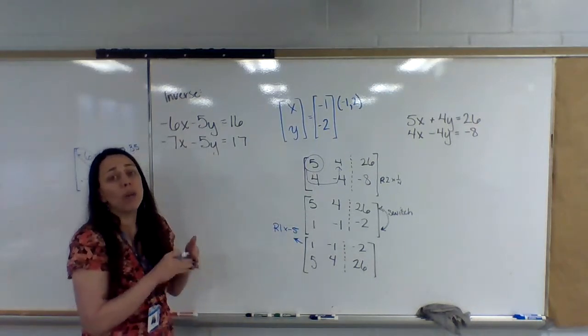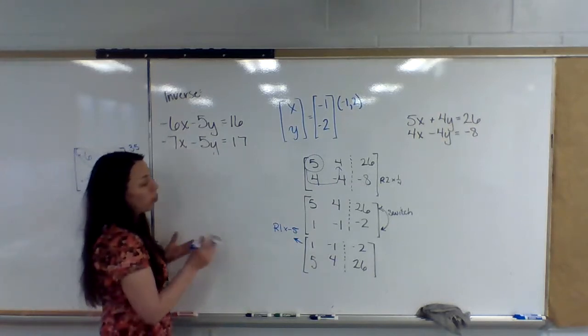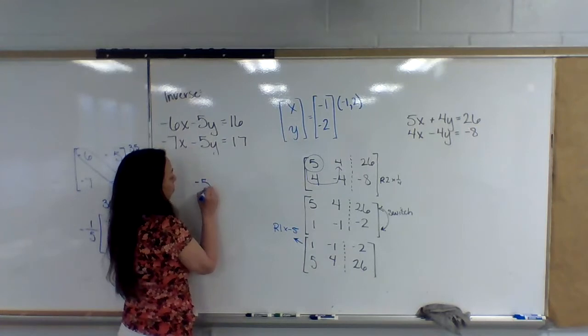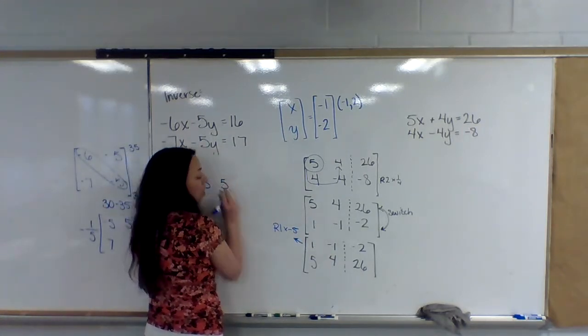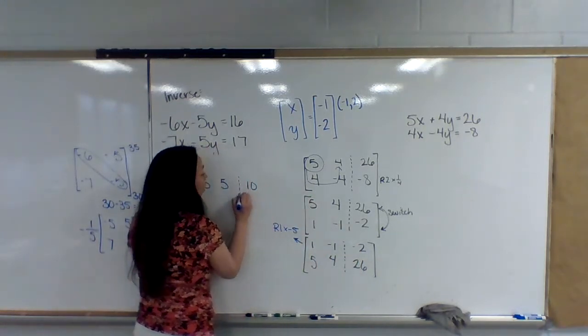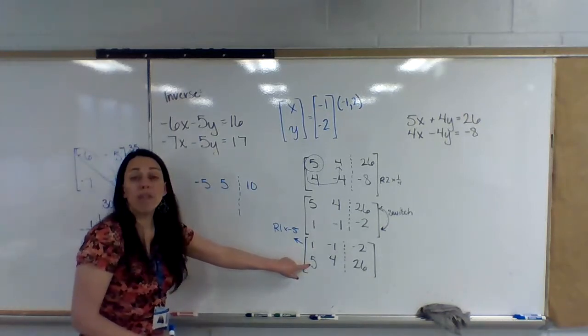Now, we don't really want to change it, so I'm going to do that work right over here. That's why I erased the board, just to use some more room and be able to write bigger. What is -5 times 1? What is -5 times -1? What is -5 times -2? All right, so those are my numbers. I was doing that to get rid of this 5.